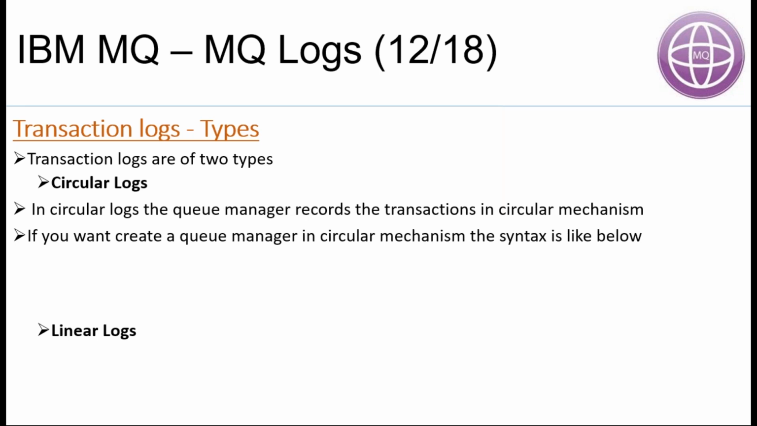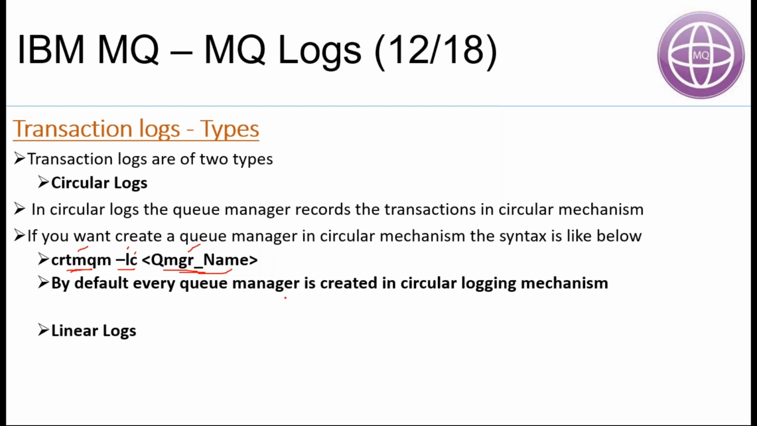So if you want to create a queue manager in circular mechanism, the syntax is like below: CRTMQM minus LC and the queue manager name. Till now, if we want to create a queue manager, the only command we know is CRTMQM and then the queue manager name, so that queue manager will be created. But now I am specifically giving that my queue manager should use a circular logging mechanism. So we have to execute CRTMQM minus LC, which stands for circular log, and then the queue manager name, so that the queue manager will be created in a circular logging mechanism.